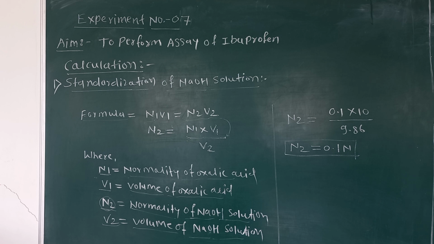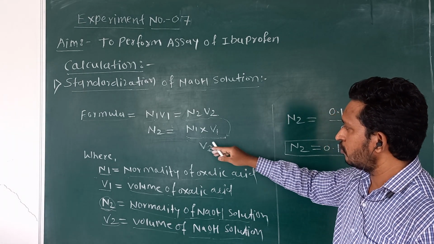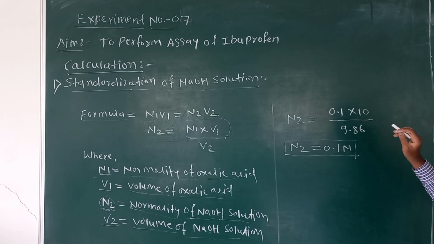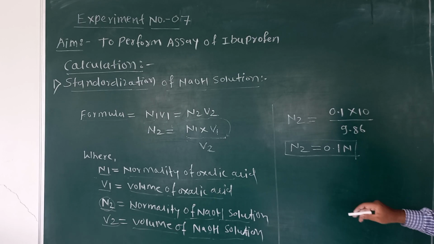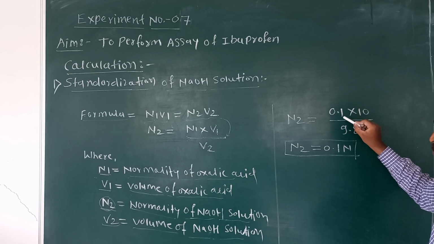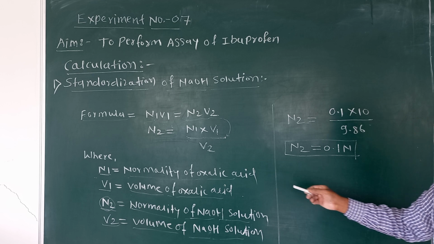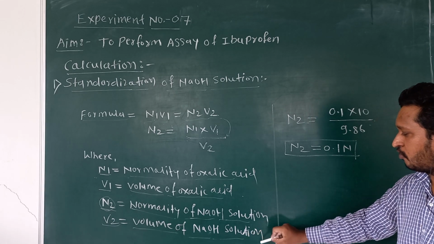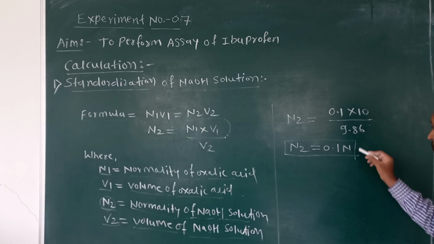Okay, now after the formula, N2 = N1 × V1 / V2, we put our mean values into this formula. First, N1 is the normality of the oxalic acid, which is 0.1, times 10, the volume of oxalic acid we have taken in the process, that is 10 ml. And V2 is the volume of NaOH required for neutralization, our mean of standardization of NaOH, which is found to be 9.86.